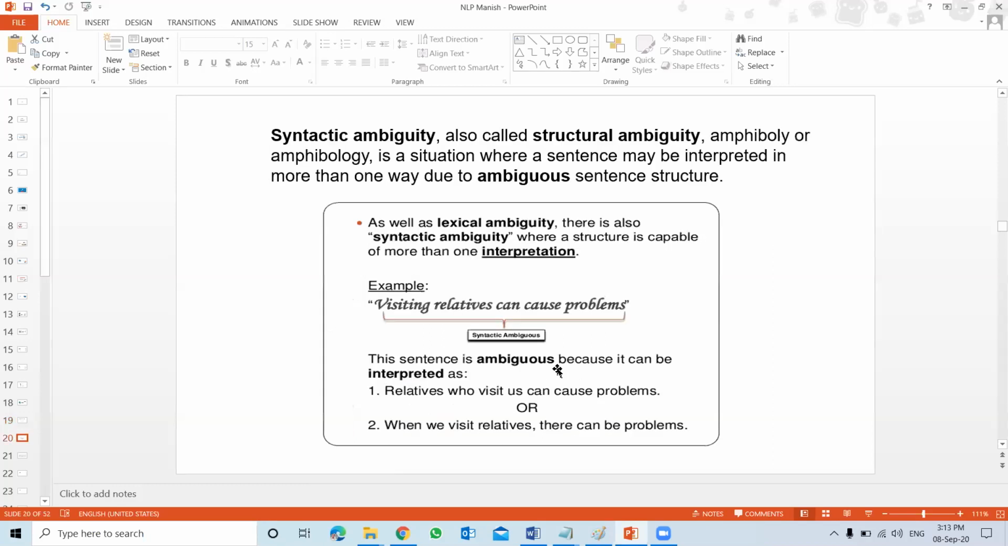Second, we have structure ambiguity. Here, if I say something, that sentence may contain multiple meanings. Like, visiting relatives can cause problems. It means either relatives who visit us can cause a problem, or when we visit a relative, there will be a problem. So the sentence contains different meanings, and this is called structure ambiguity.